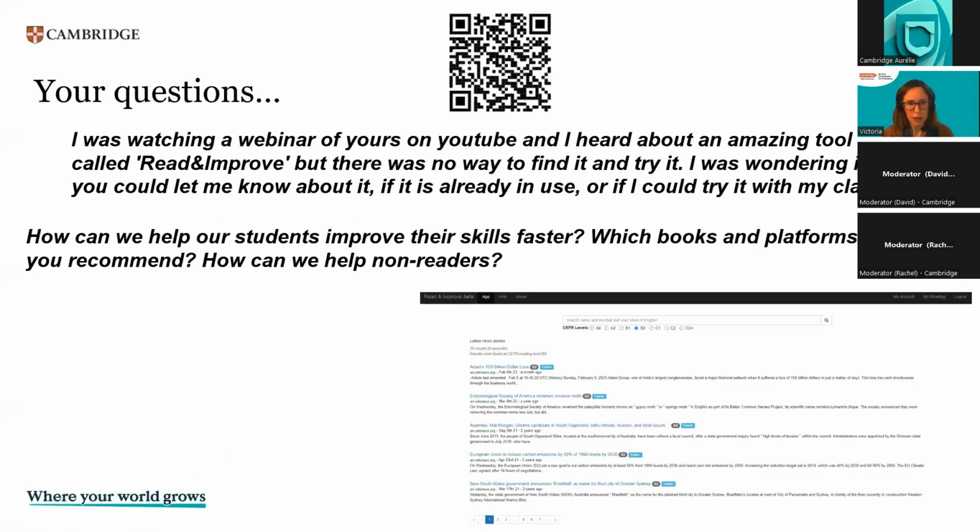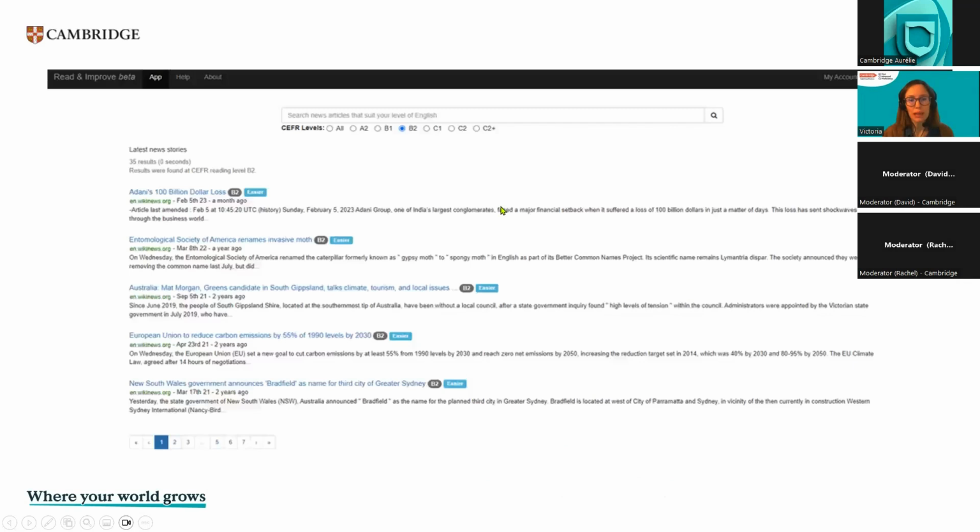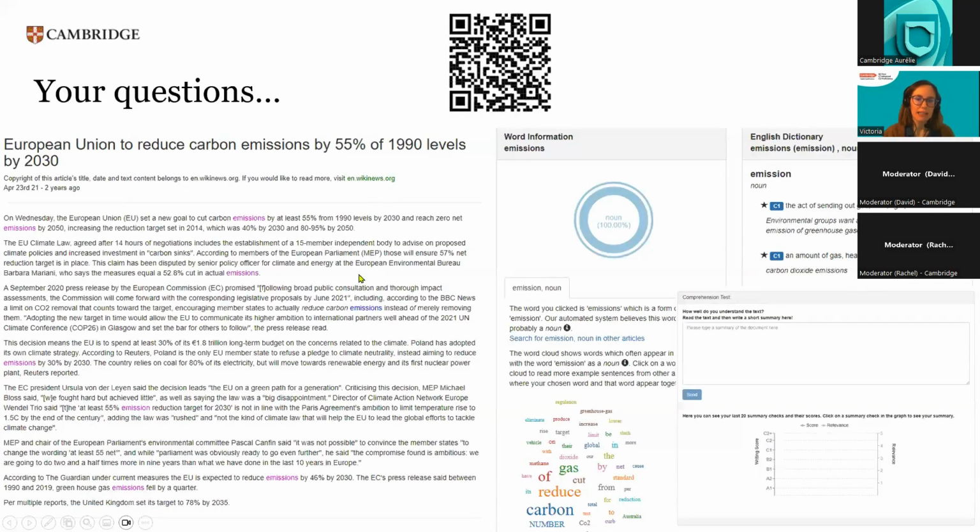More questions. There was a question about Read and Improve, and also questions about how to improve skills faster, books, platforms that we would recommend, especially if you are not very interested in reading. Okay, we've got this platform, Read and Improve. And as you can see here, once you log in, it is free. You can choose the CEFR level and you can choose different texts. Here, for example, you've got one on carbon emissions.